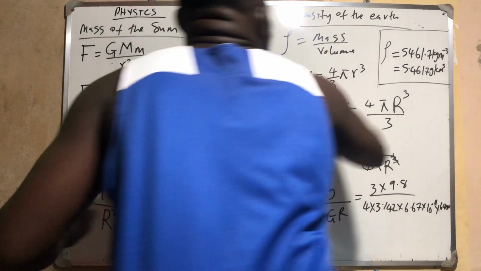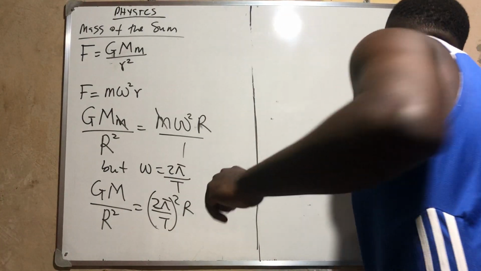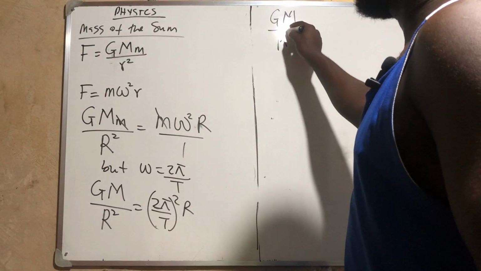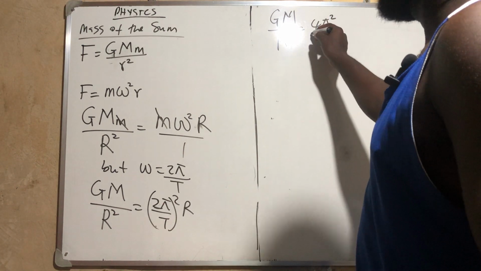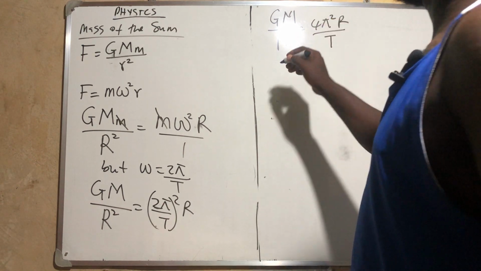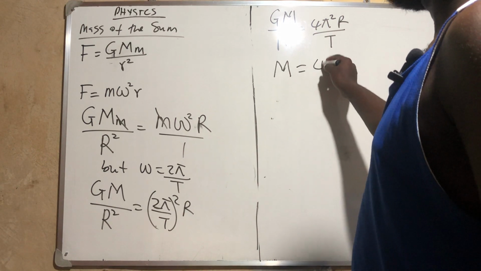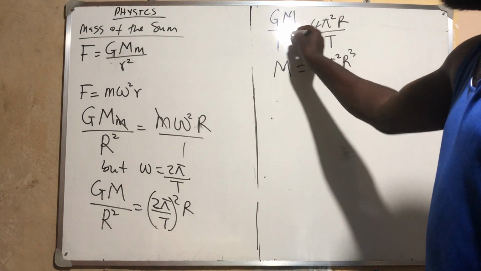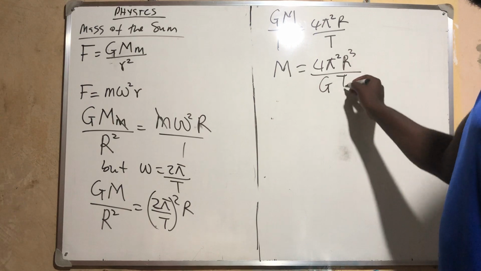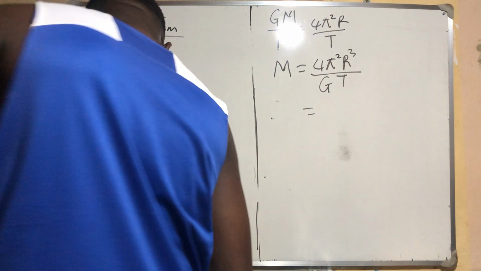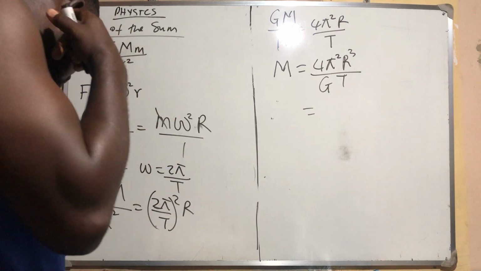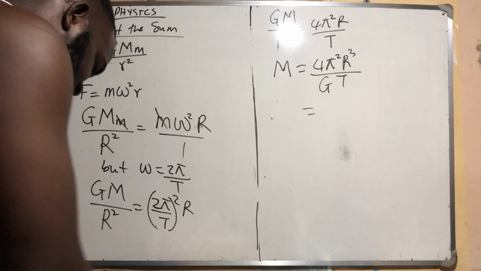So if we continue, we have G capital M all over R squared is equal to 4 pi squared R over period squared. If I make M the subject, I'll have 4 pi squared R cube all over G T squared. And the period there is 1 complete year.